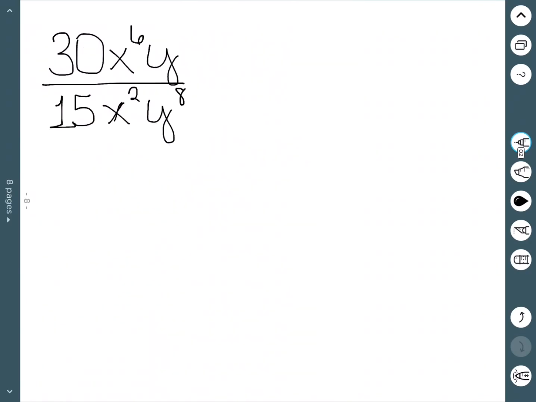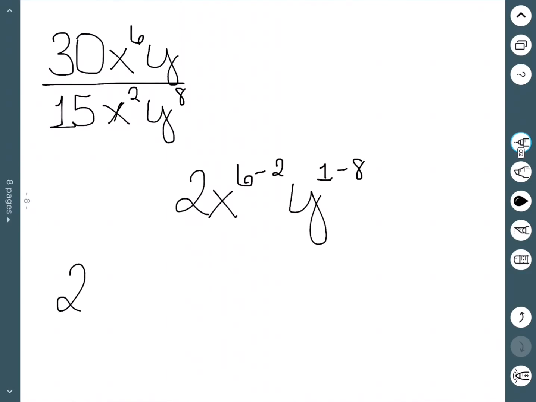My next one, 30, x to the 6th, y over 15x squared, y to the 8th. Let's start with the whole numbers. 30 divided by 15 is 2. For my x's, since we're dividing, we need to subtract the exponents, so 6 minus 2. For the y's, once again, we need to subtract the exponents. The top is a 1 and the bottom is an 8, so 1 minus 8. This now gives us 2, x to the 4th, y to the -7th.